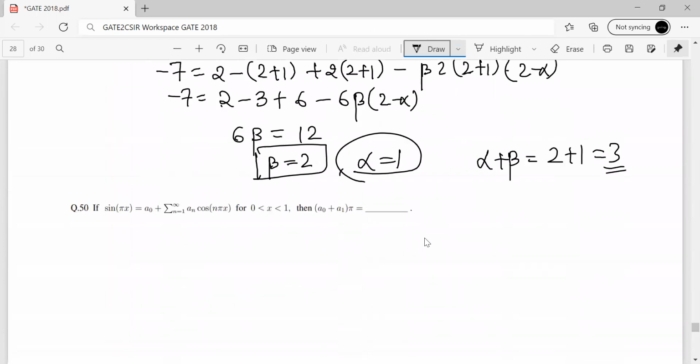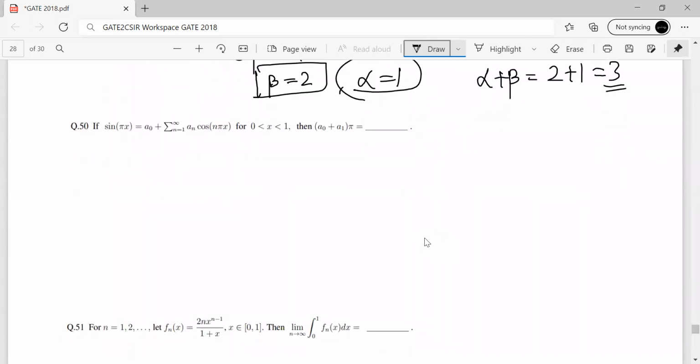Now let's solve this problem from Fourier series. It says sine pi x is given by this, then a0 plus a1 pi is what? Simply find a0 first quickly. So a0 will be simply, since this is between 0 and 1, not from minus pi to pi, simply integrate from 0 to 1. Okay, f of x. So that will give me the integral from 0 to 1.